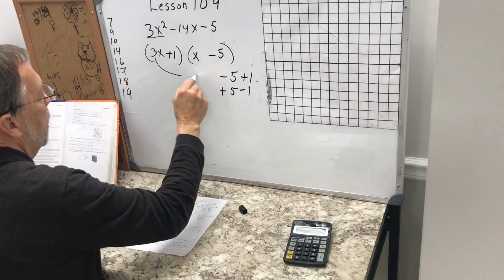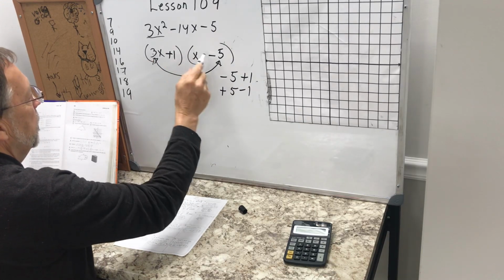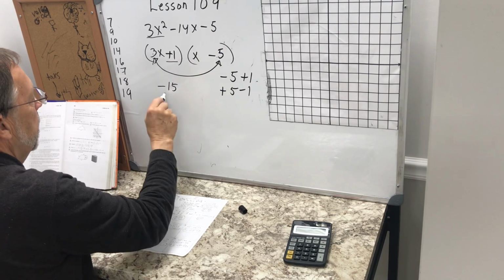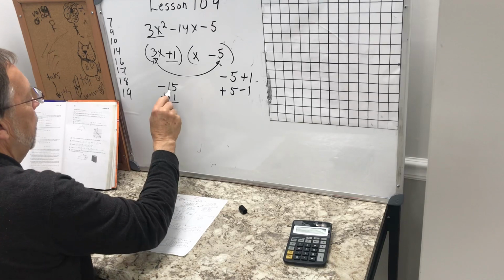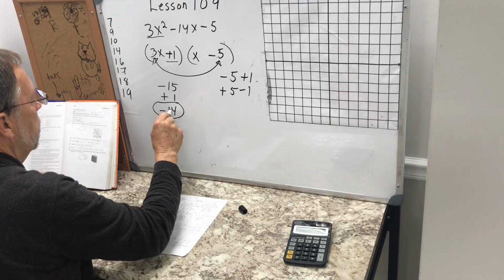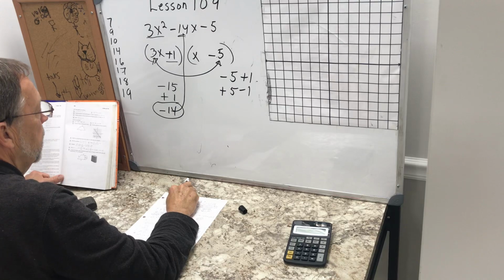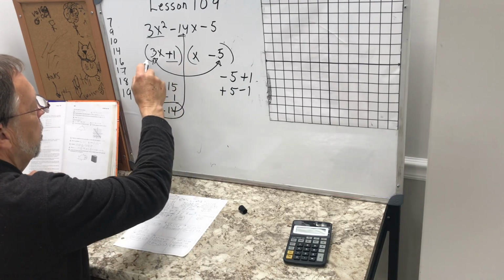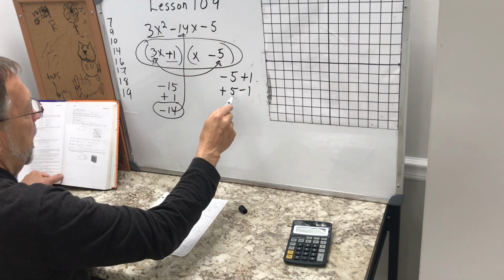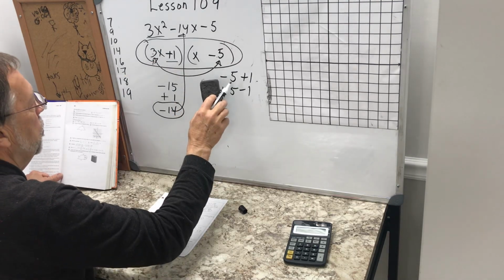To check this out, we take these outside numbers and multiply them together. 3 times negative 5 is a negative 15. And then we use this center number and add that to this. Negative 15 and positive 1 equals a negative 14. If we have the right ones, this will always equal the center number. That was a negative 14, so we chose the right ones. But this is a decision that you'll have to make. We could have possibly done positive 5 and a negative 1. It would not have worked. You understand that?